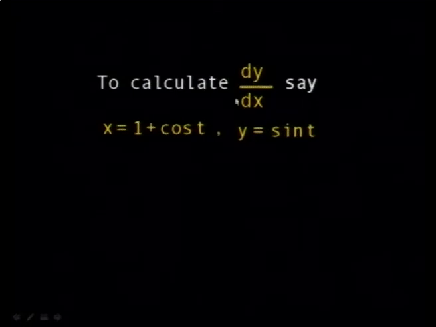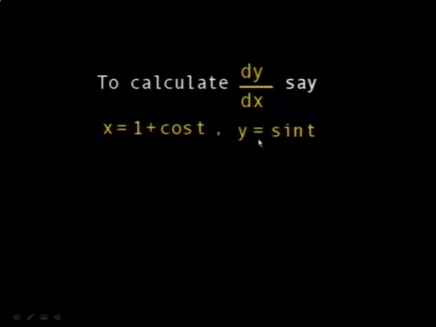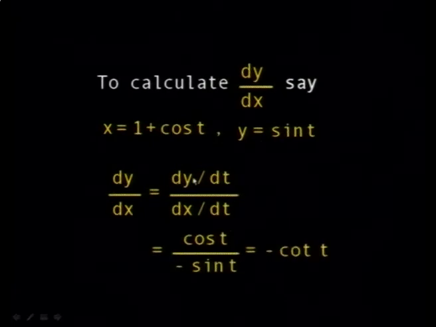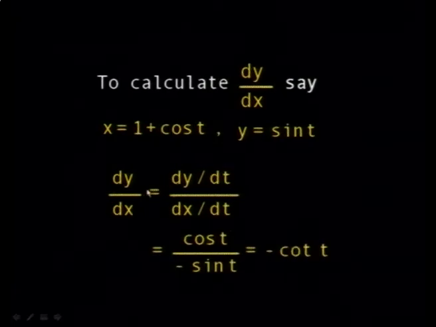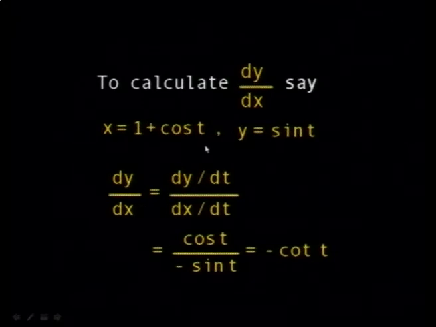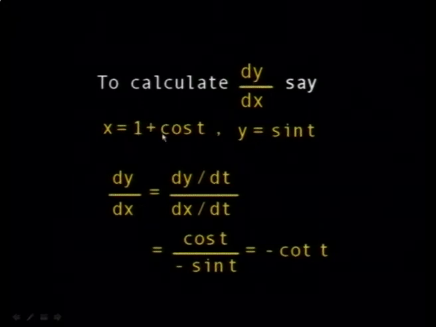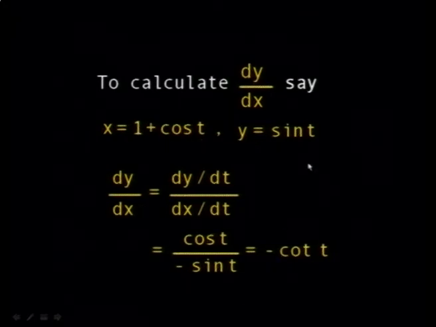So for example, you want dy by dx and you have x in terms of t and y in terms of t. So you get directly dy by dx, because you can cancel out dt. You have dy by dx is equal to dy by dt, which is cosine t, divided by dx by dt, which is minus sine t, to get minus cosine t.